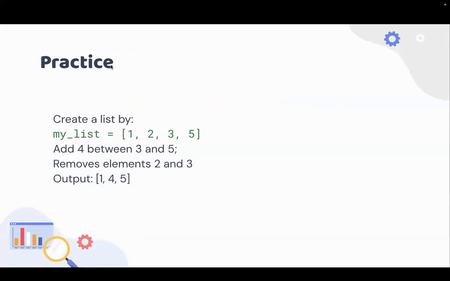Okay, here is the practice. Create a list by my list equals 1, 2, 3, 5. Now I want you guys to add 4 between 3 and 5, and then remove the elements 2 and 3. So the output would be 1, 4, and 5. Don't forget to use shift and return together to start a new line.